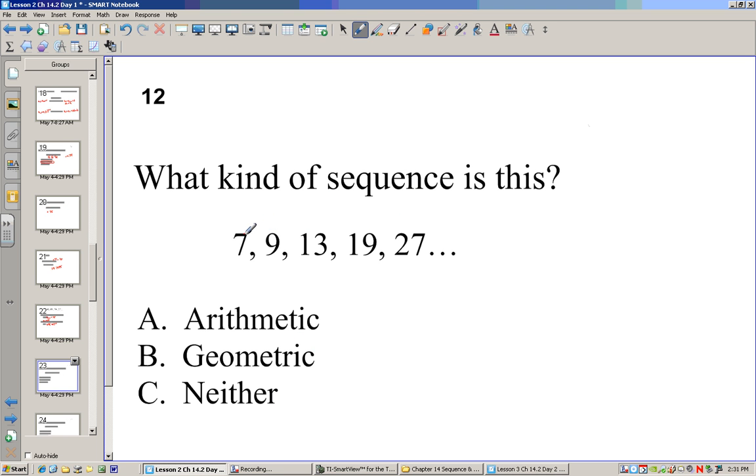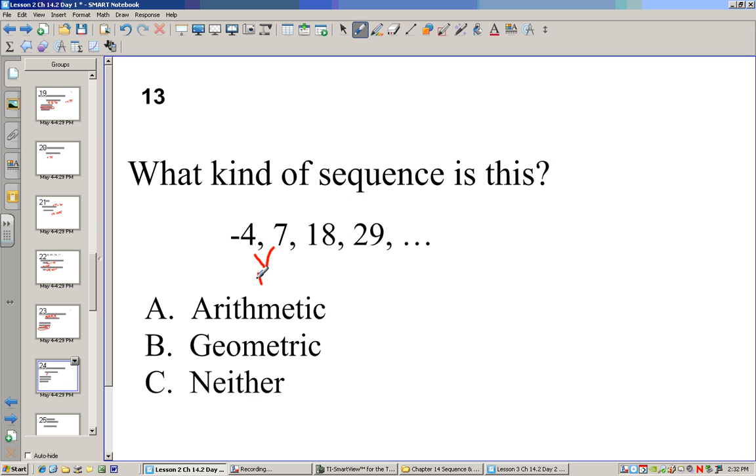Now this, we go up by 2. We go up by 4. This is an addition, not a multiplication. This we go up by 6. Now this one, it's not arithmetic nor geometric. This is a quadratic function because it has constant second differences. So this one, the answer is just neither.